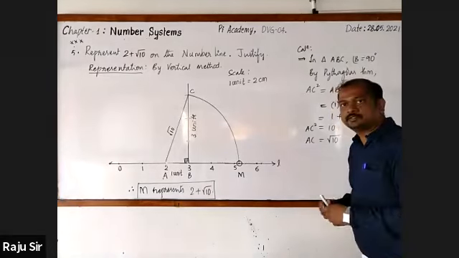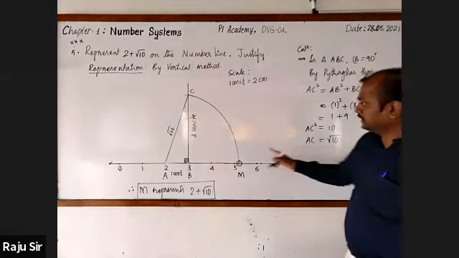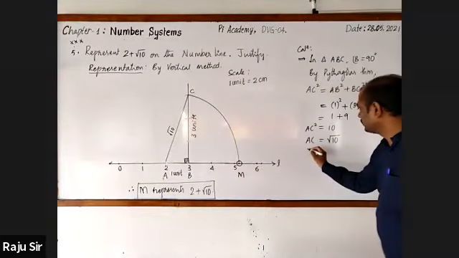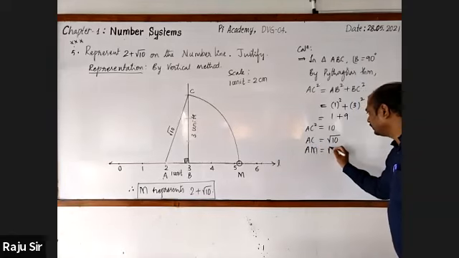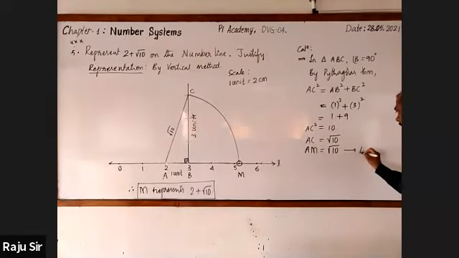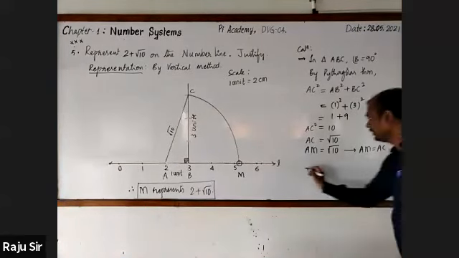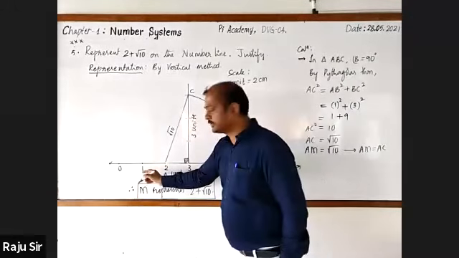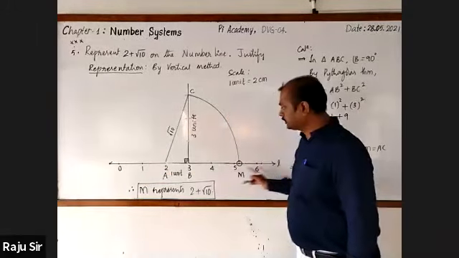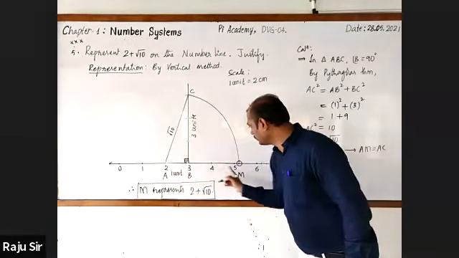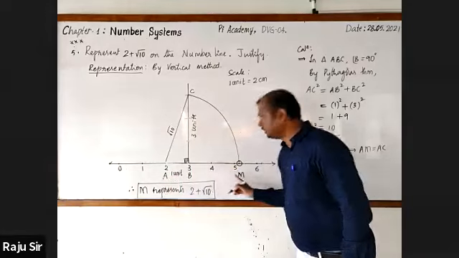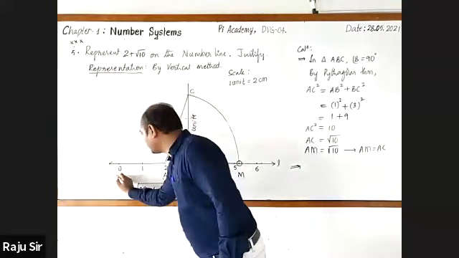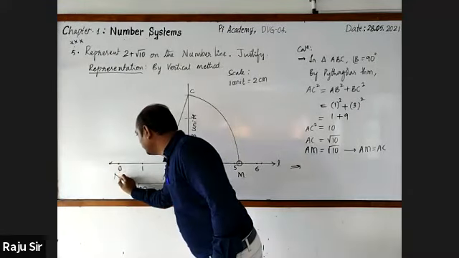Here I'll explain. Just observe. We know that AC and AM are equal. So therefore I can write AM equal to root 10. Here I write AM equal to AC. But we want 2 plus root 10. Dear students, we have taken this root 10 value from A to M. Here already 2 units are there. Hence here I mark, you can call it N.